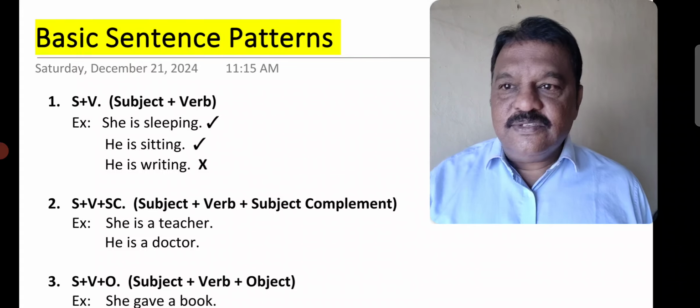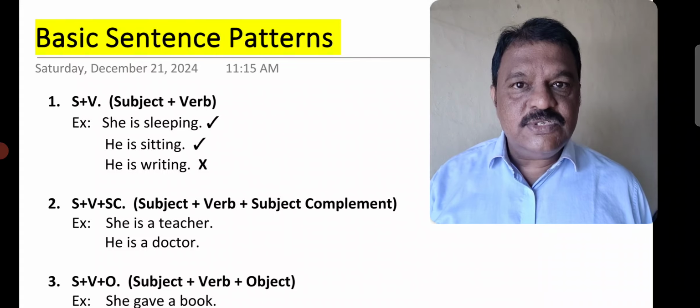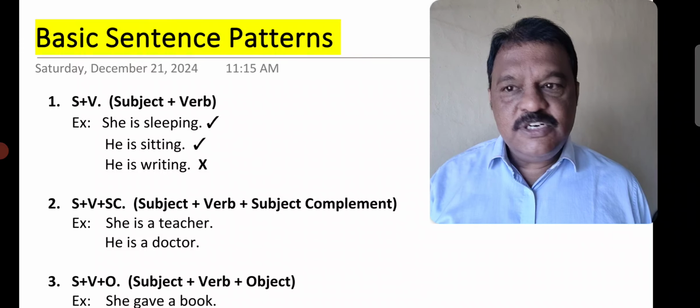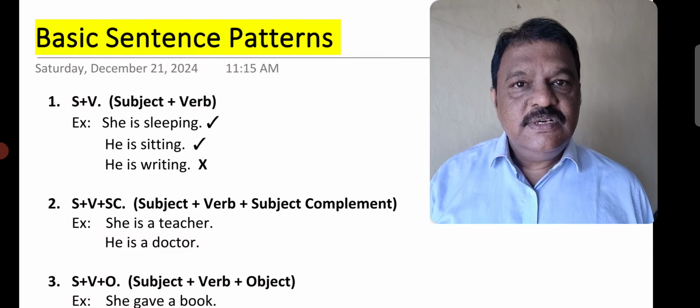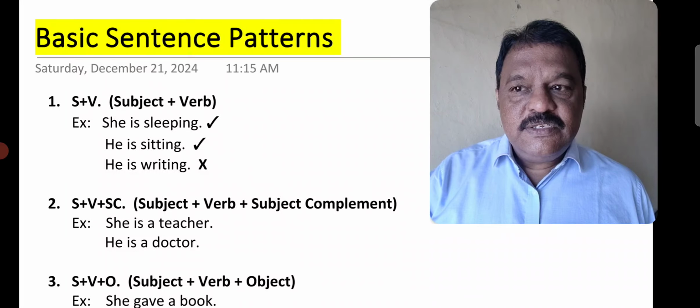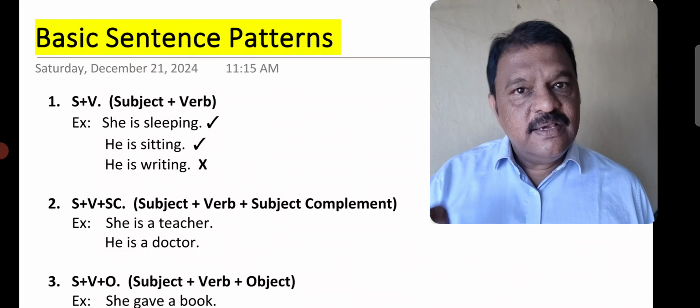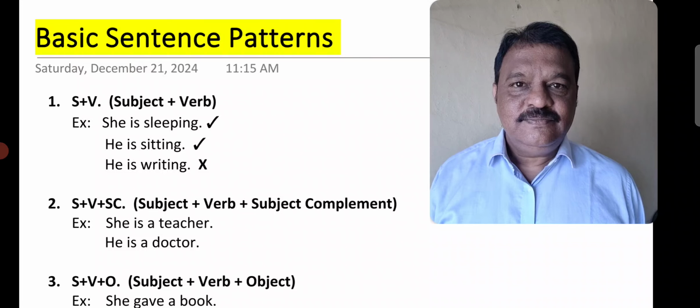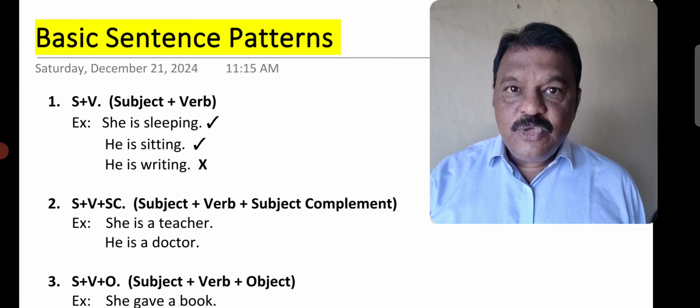Look at the second sentence. He is a doctor. He is the subject. Is is the verb. A doctor is the subject complement to the subject he in this sentence. I hope you can follow me.